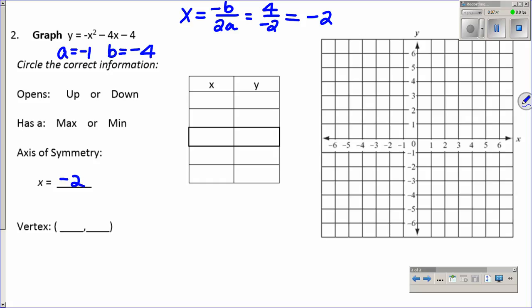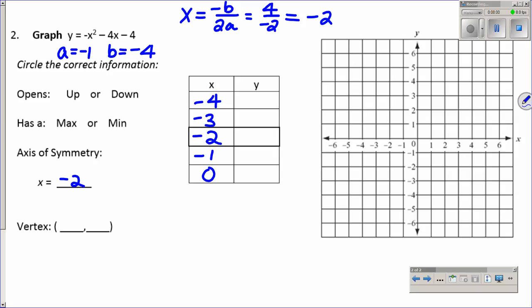Remember, we're going to make that our central x coordinate in our table. We're going to select 2 numbers less than -2, so -3 and -4. And then we're going to select 2 numbers greater than -2, so -1 and 0.